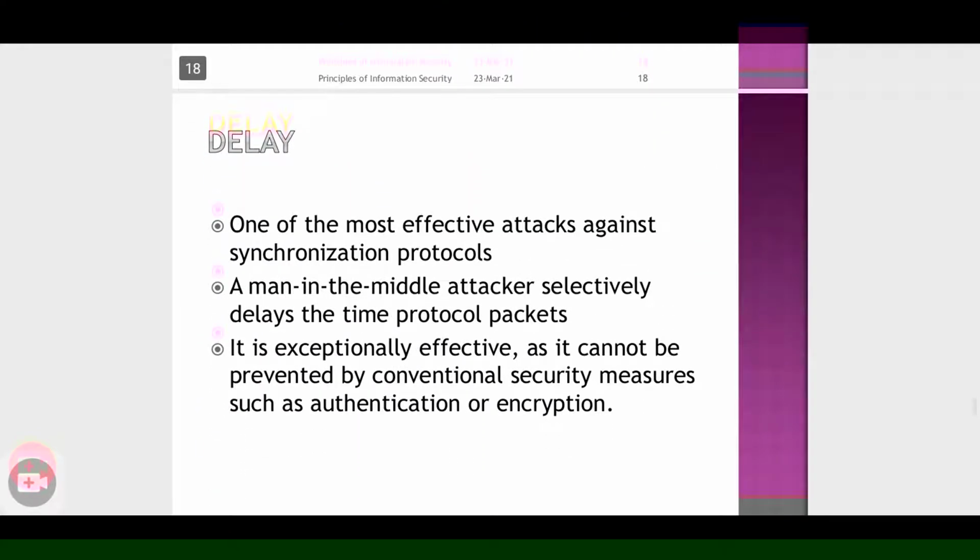And the next one, delay in receiving or delay in sending. One of the most effective attacks against synchronization protocol is delay. A man-in-the-middle attacker selectively delays the time protocol packets. It is exceptionally effective as it cannot be prevented by conventional security measures. We cannot use conventional security measures like authentication or encryption to prevent this delay mechanism.